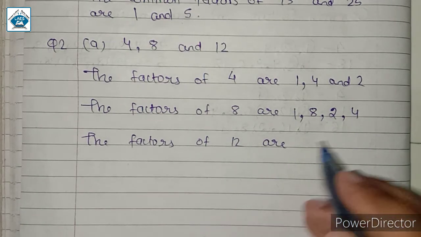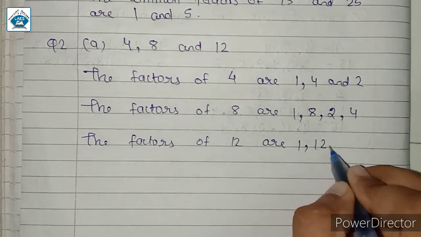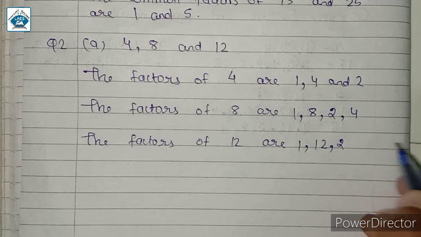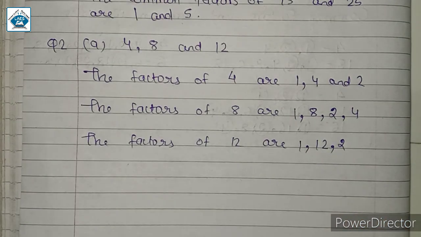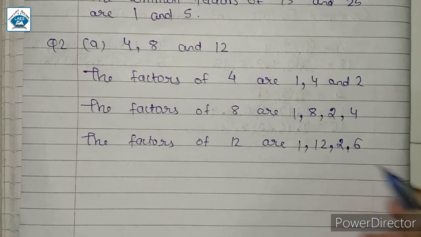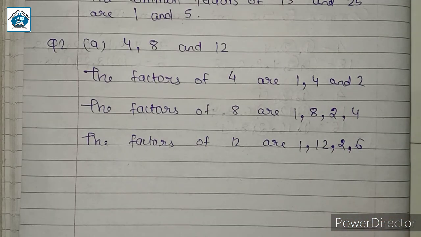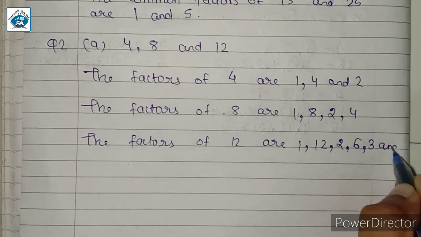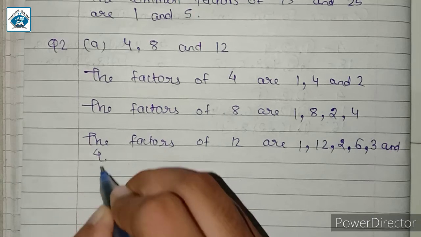Next we have 12. 1 and 12 are the factors of 12. Apart from that, we have 2 multiplied by 6. We have already discussed the topic of factors. So 12 comes in the table of 2, and 12 also comes in the table of 6. So here 2 and 6 are the factors of 12. Similarly, 3 4s are 12. So 3 and 4 are also the factors of 12.